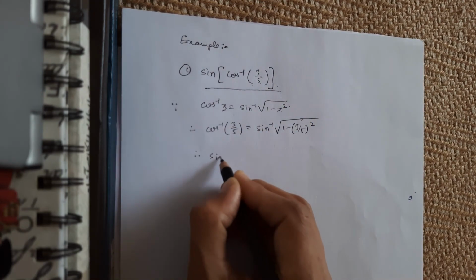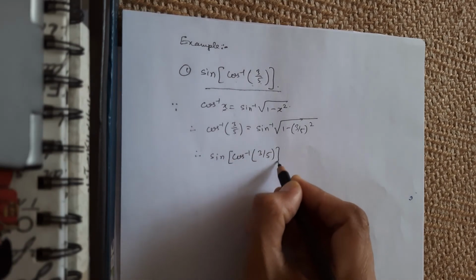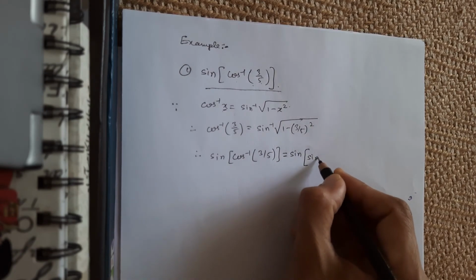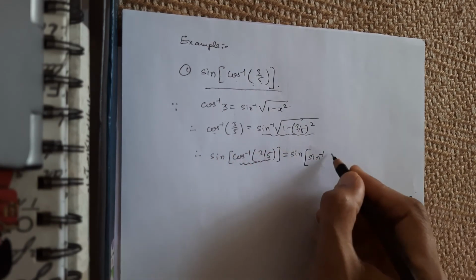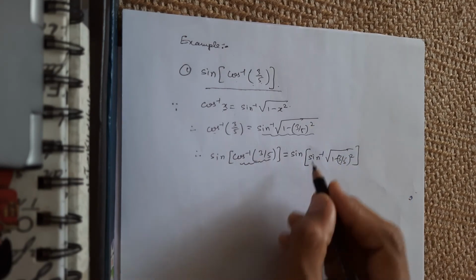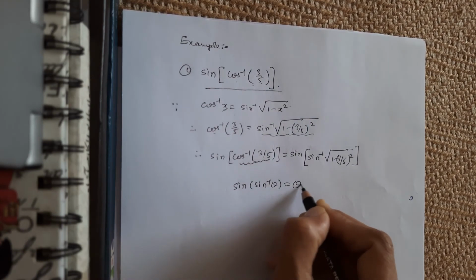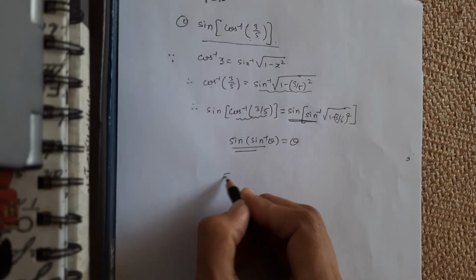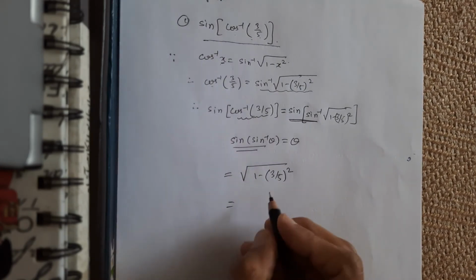Now just substitute the value here. Therefore sine of cos inverse 3 by 5 equals sine of sine inverse, I am just replacing this cos inverse 3 by 5 with this value, sine inverse of root 1 minus 3 by 5 square. Now from the property I know sine of sine inverse theta equals theta. This will vanish, and what remains is root 1 minus 3 by 5 square.